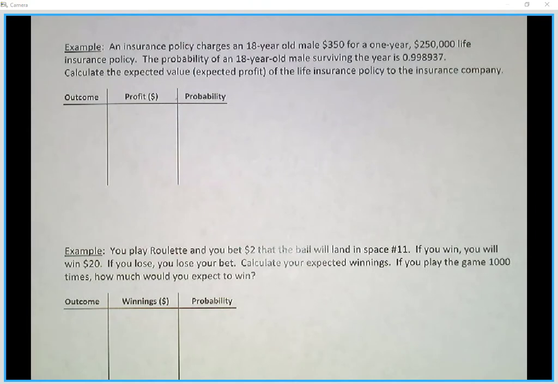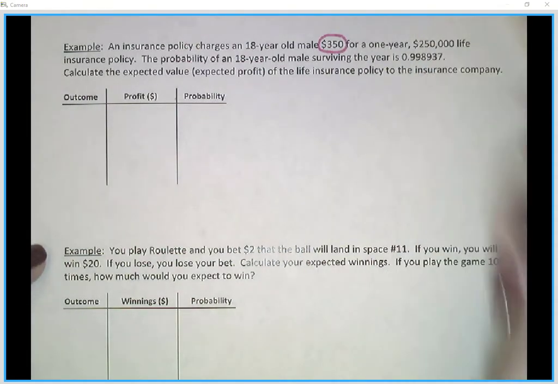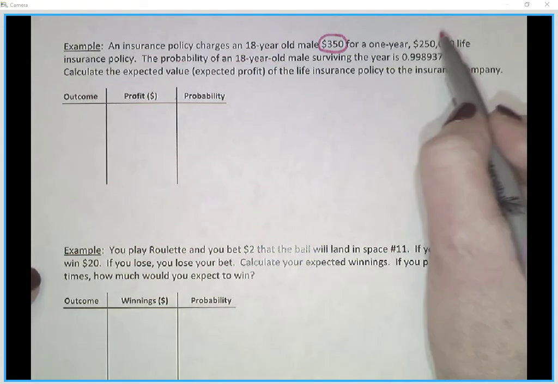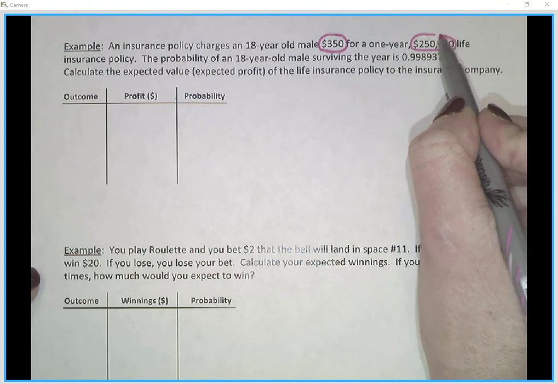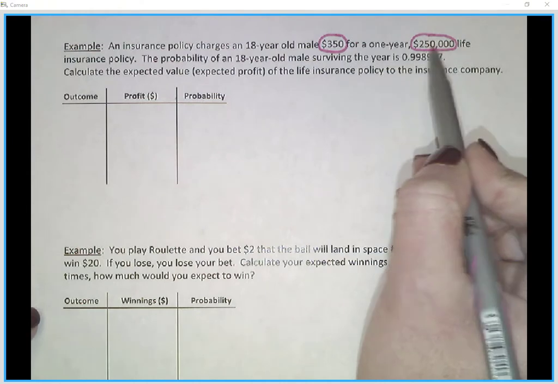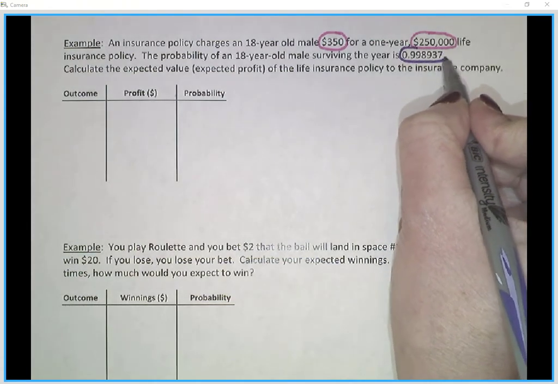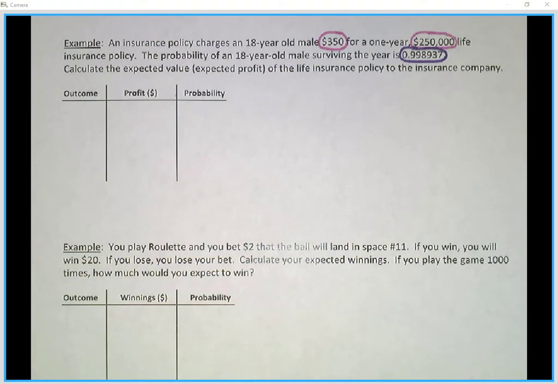Okay. This first one says you have an insurance policy that charges an 18-year-old male $350 for a 1-year, $250,000 life insurance policy. Those are the important numbers. It's going to charge him $350, and if he were to die within that year, his family would get $250,000. Then they give you probabilities. The probability that an 18-year-old male would survive the year is 0.998937. So pretty good chance, a nice healthy 18-year-old male.